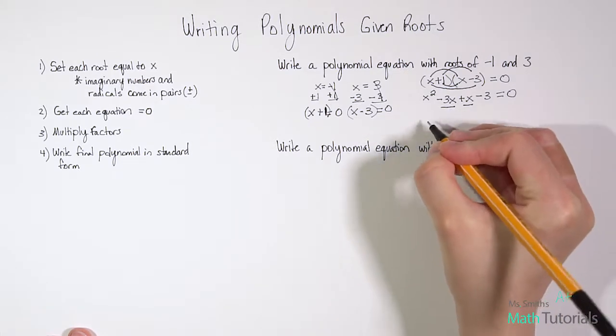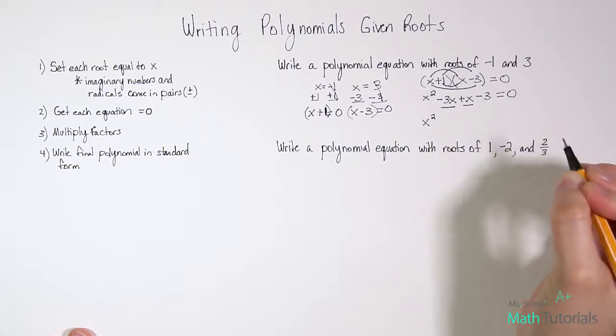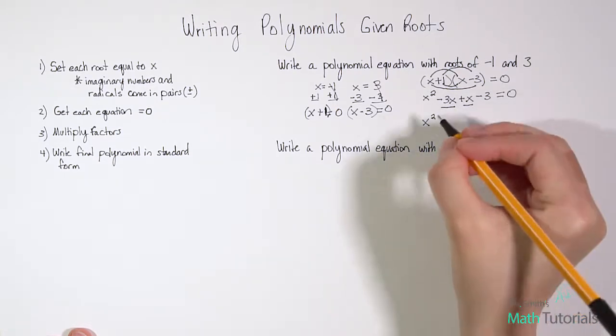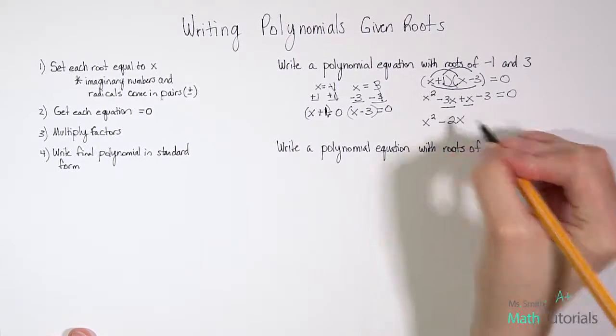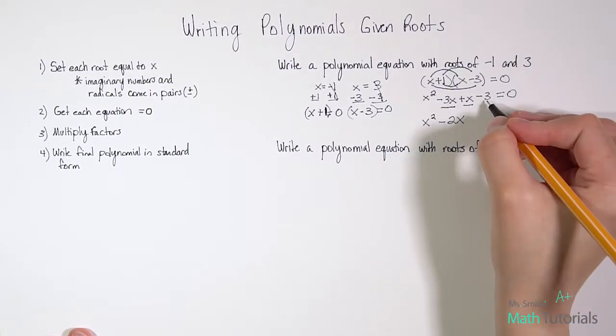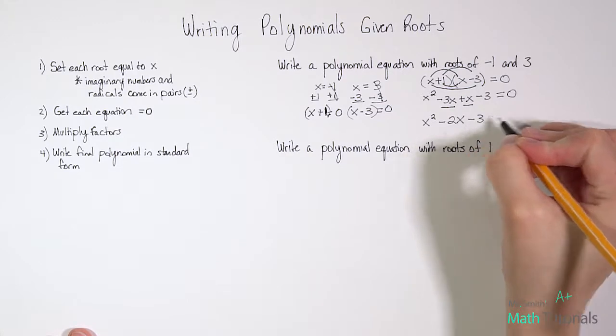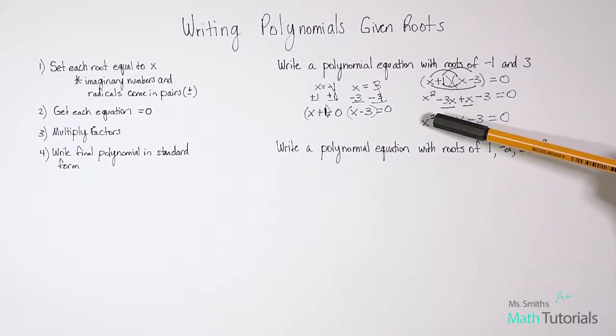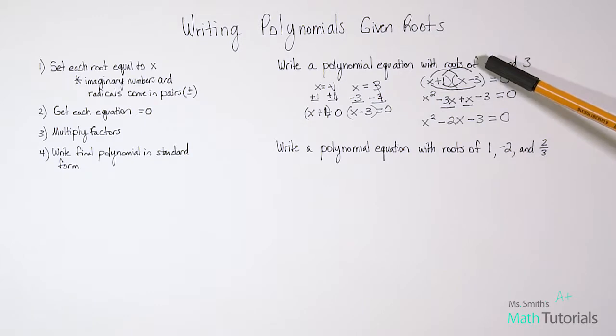Let's just bring down our x squared. And then -3 plus 1, that would give us -2x. And then we still have our constant, no like term there, so we'll just bring it down, equals 0. We have now figured this out. We've got a polynomial equation. It's a quadratic, which makes sense because I have two answers.